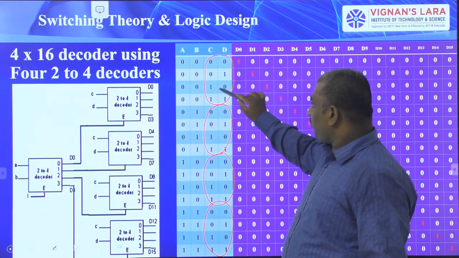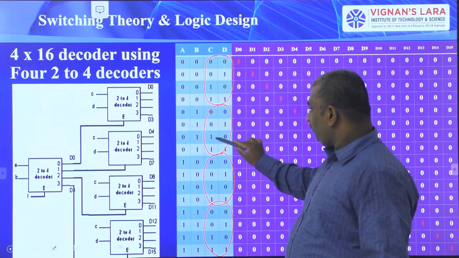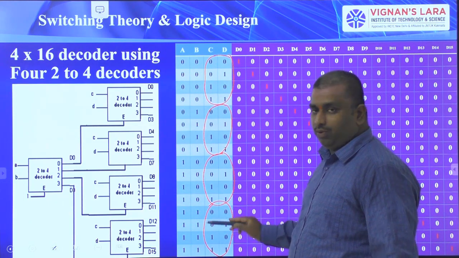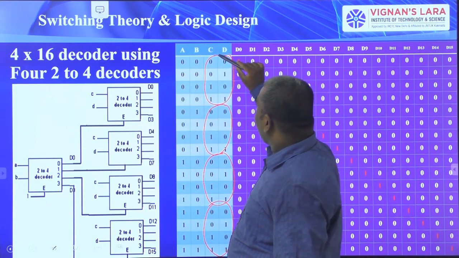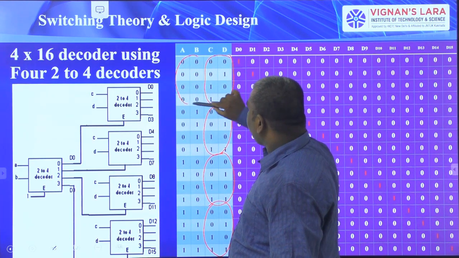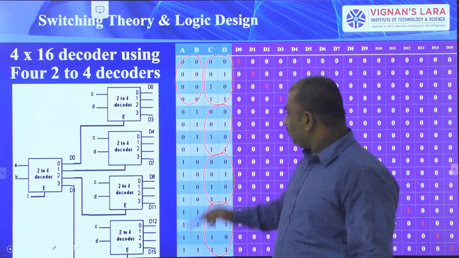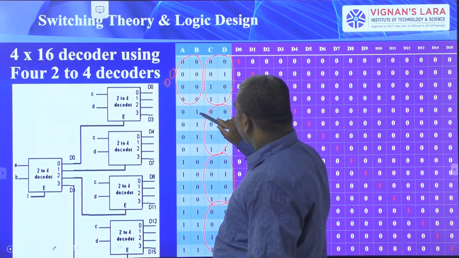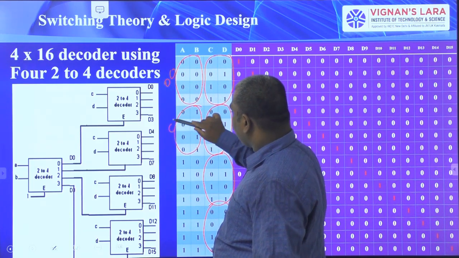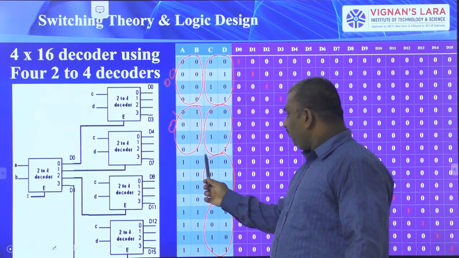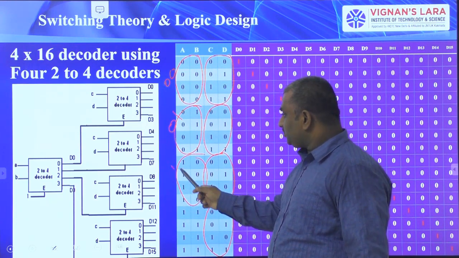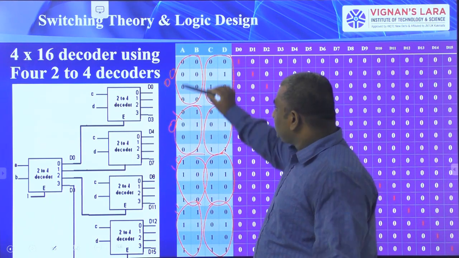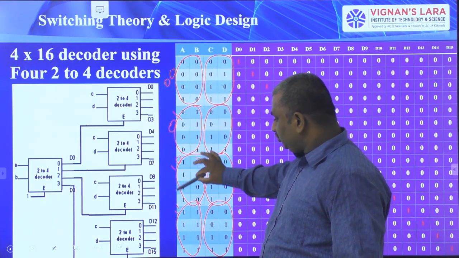So 0 0, 0 1, 1 0, 1 1, repeated four times. See here, for these first 4 zeros, the AB values are A equal to 0, B equal to 0. So for this one, 0 0 we have to give. For the next 4 combinations, the inputs are 0 1. For the next 4 combinations, the inputs are 1 0. For the next 4 combinations, the inputs are 1 1.